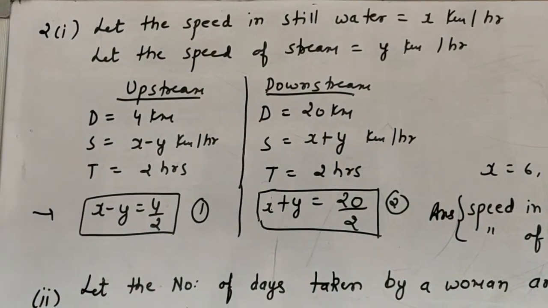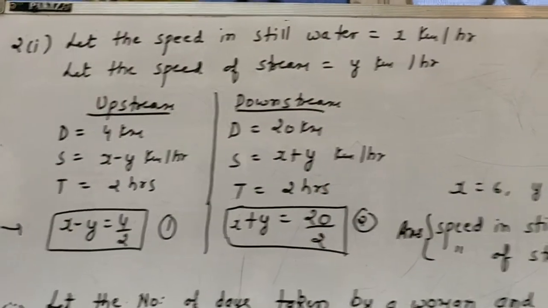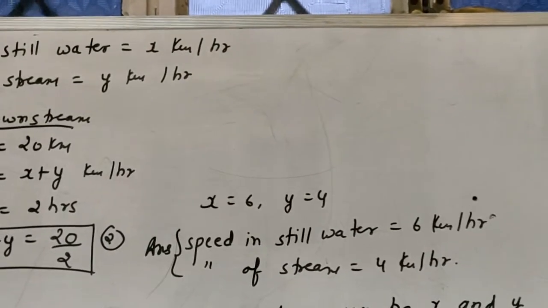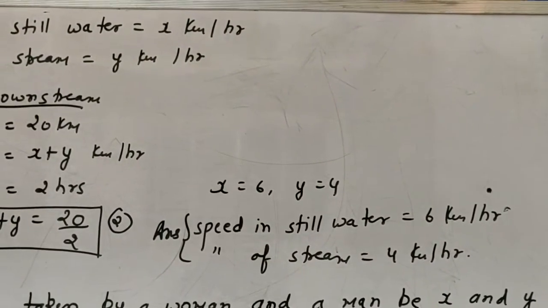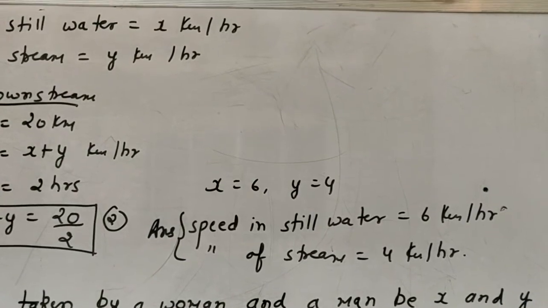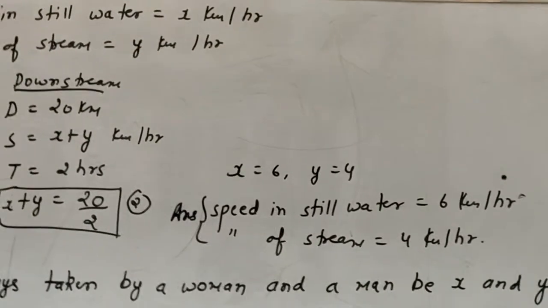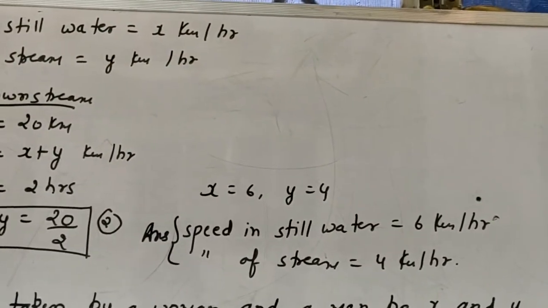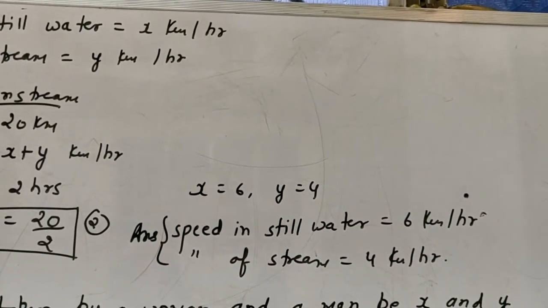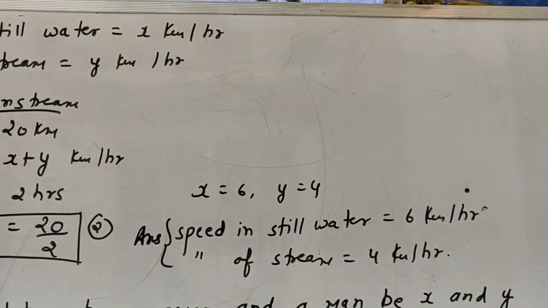Solve both the equations and find the value of x and y by any method. After solving you will get x as 6 and y as 4. So don't leave your answer in x and y. You have to write the complete answer, that the speed in still water is 6 km per hour and the speed of stream or current is 4 km per hour.